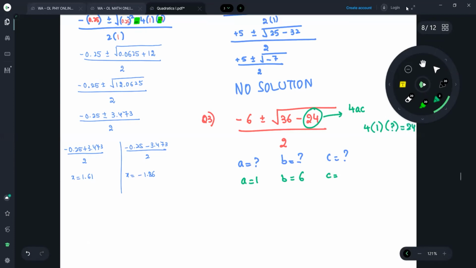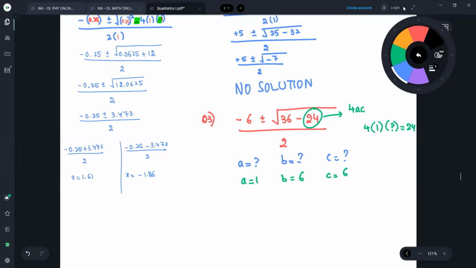C is also 6. Yes or no? Now, can you write this in the form of an original equation? I'm going to write something down on the board. You're going to tell me ये किस तरह आया, okay? It's going to be x square, 1x square plus 6x minus 6 equals to 0. Am I correct?